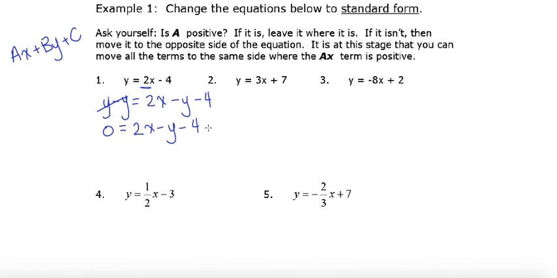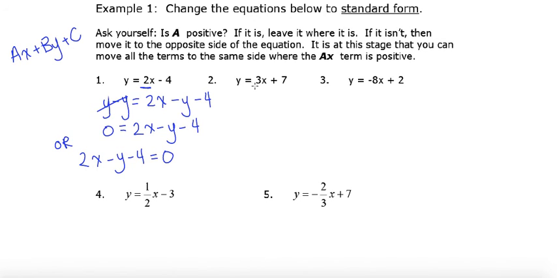I can't simplify these because these are all different terms. None of these are like terms, so this would be my equation. If it's easier for you to rewrite it at this point as 2x - y - 4 = 0, you can do that, or you can keep it like this. Either one of these versions of the equation I will accept.